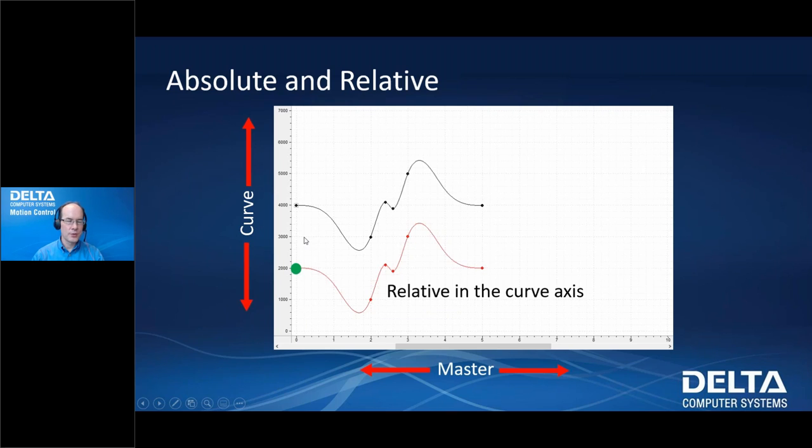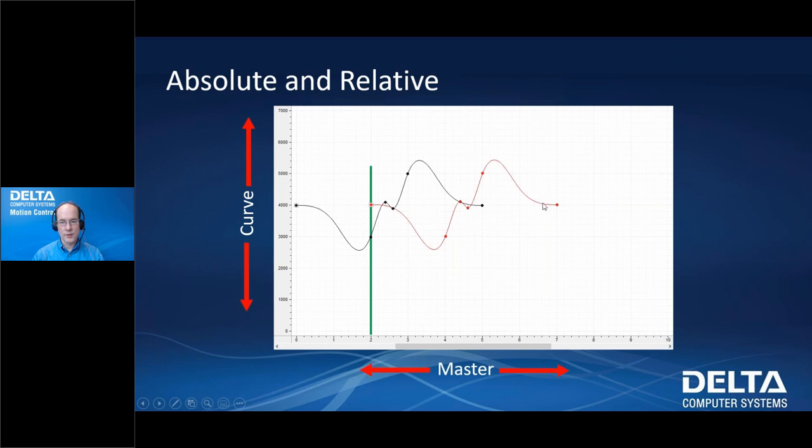So I can also do relative, besides the curve axis, we can do relative in the master axis. So let's say instead of starting at 0, we want to start at 2. So we can start the curve right here. That's called relative in the master axis. So we can do absolute and relative in both directions when we run the curve.